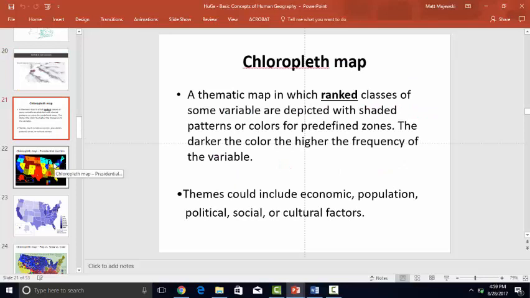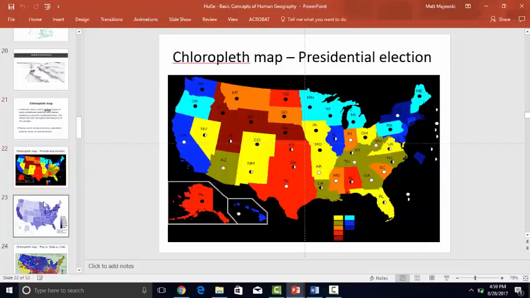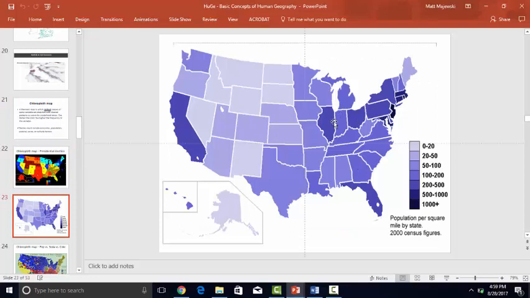Then you get the choropleth map. Remember, a choropleth map is going to rank your variable into different categories, from the most to the least category, whatever it is you're measuring. And remember, the darker the area, they belong to the category that has the greatest frequency. The lighter the category, that's going to be the groups that have the smallest or the lowest frequency.